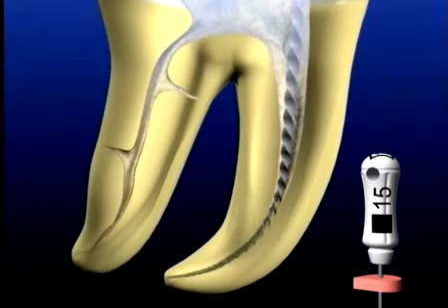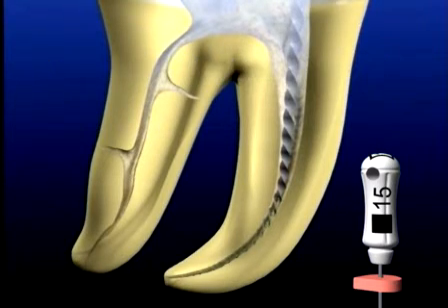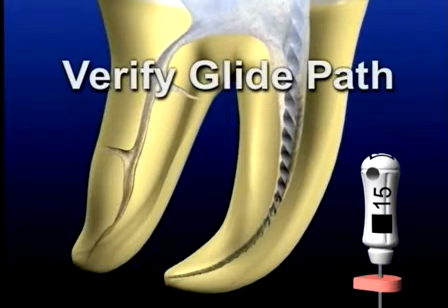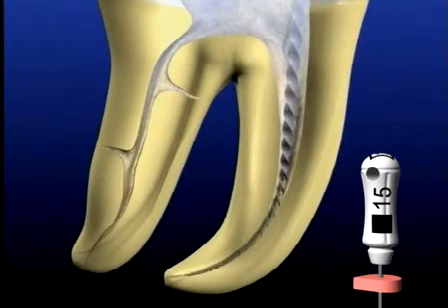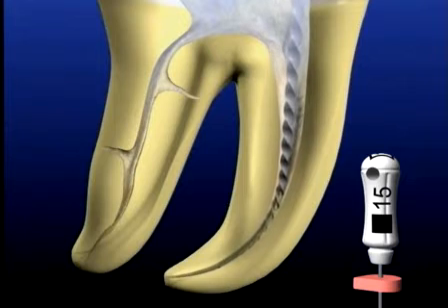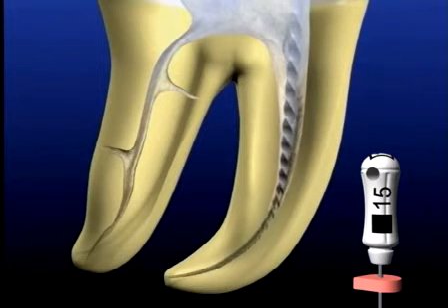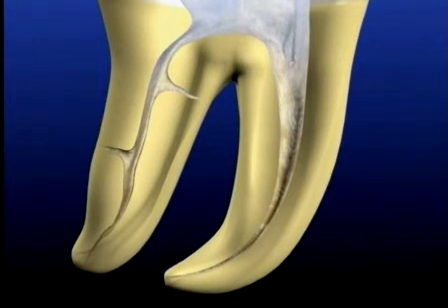When the 15 file is at the anticipated length, we can confirm working length with either a radiograph or using the electronic apex locator. Now we need to verify the glide path. To accomplish this, the 15 file is picked up 1 millimeter and gently moved to length. Now it's picked up 2 millimeters and pushed to length. In general, if we can move the 15 file over a range of 3 to 5 millimeters, we have a reproducible glide path for rotary instruments to follow.